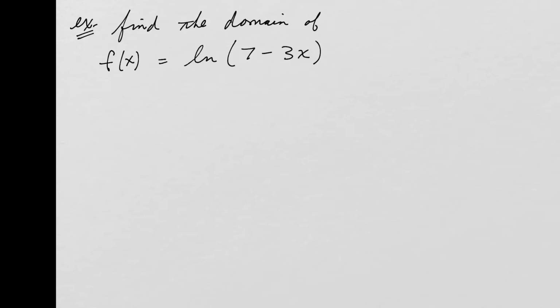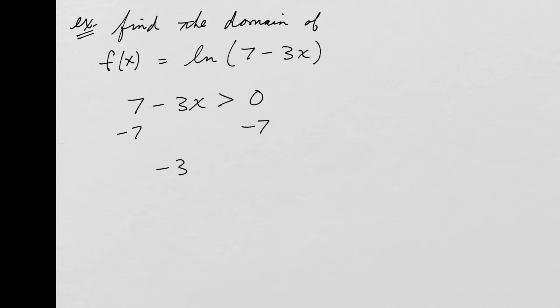Remember, for logs, the argument cannot be negative. It has to be greater than 0. In fact, it can't even be 0, right? It's undefined if it's 0 or negative. So the argument, in this case, the 7 minus 3x, would have to be greater than 0, right? In order for that to give me a real number output. Okay, great. So I'll just set it greater than 0, and then I'll solve for x. So how do I solve this for x? Well, I would subtract 7 from both sides.